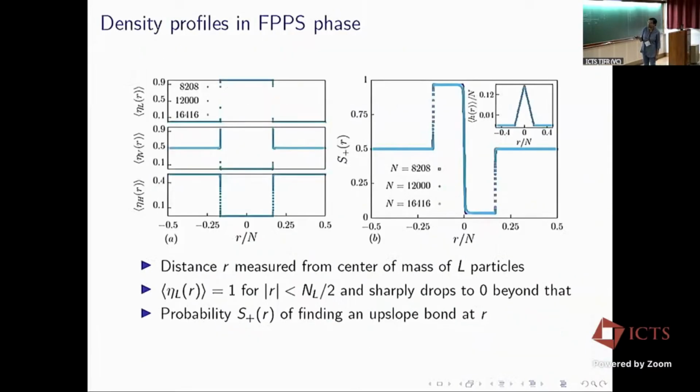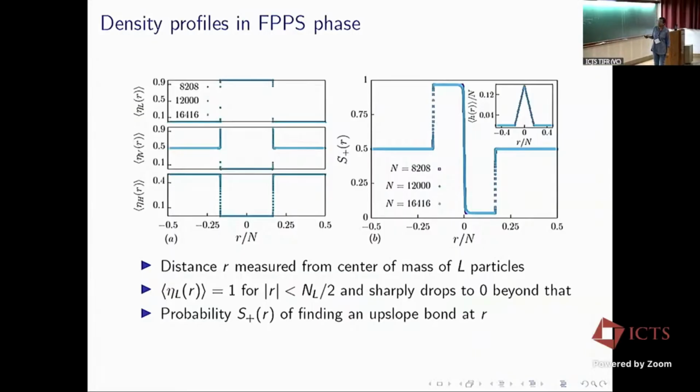Here I have measured the distance from the center of mass of the L particles and I have plotted the density profile. So you can see the L particle has density 1 in this region and then it drops to 0, and holes and heavy particles have density 0.5 each.